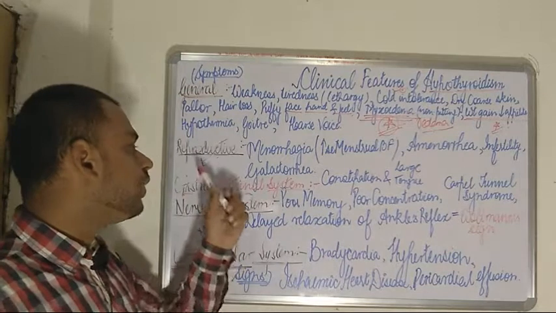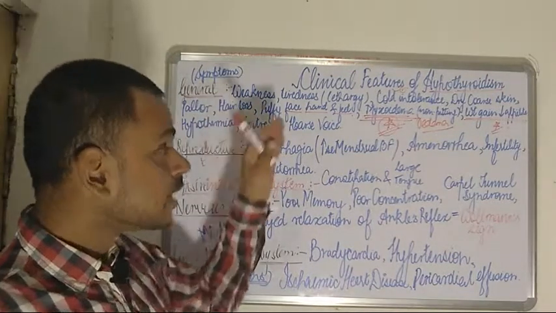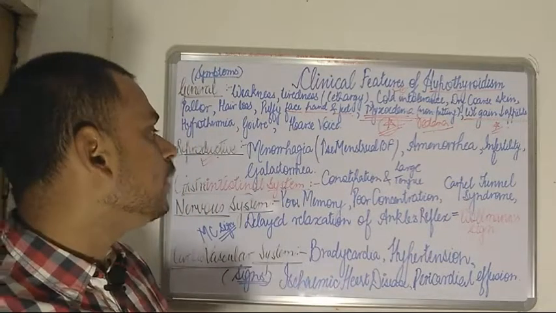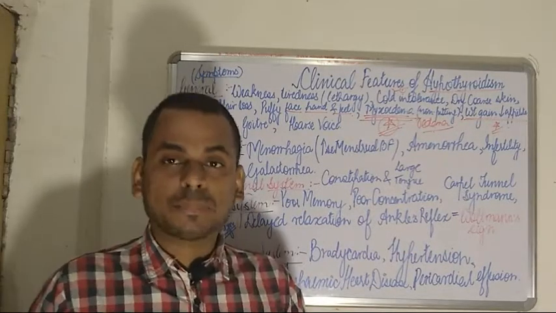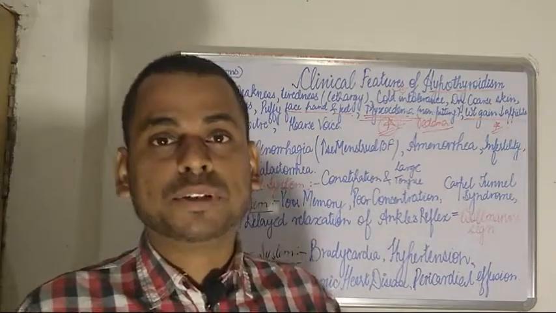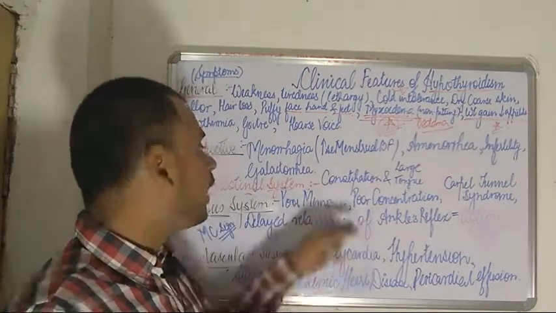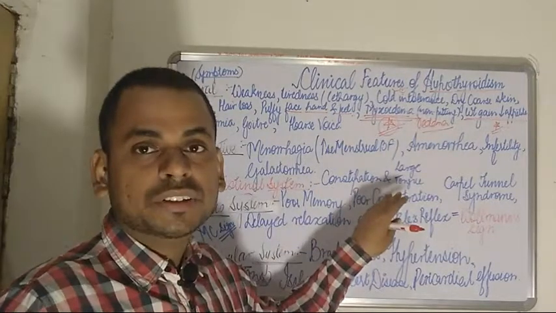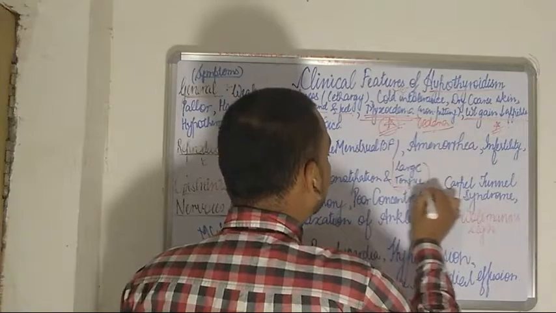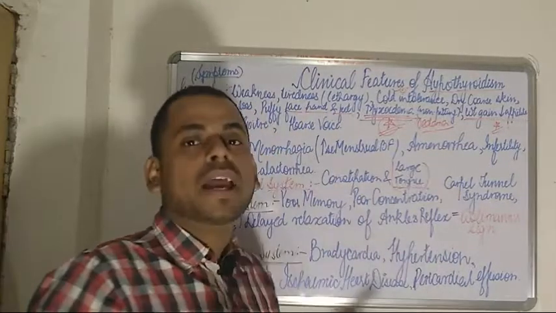Moving on to the gastrointestinal system, the clinical features found in hypothyroidism include constipation and a large tongue. So the patients suffering from hypothyroidism may complain of constipation, and they can manifest with a large tongue. On examining the tongue, the patient's tongue may be enlarged.